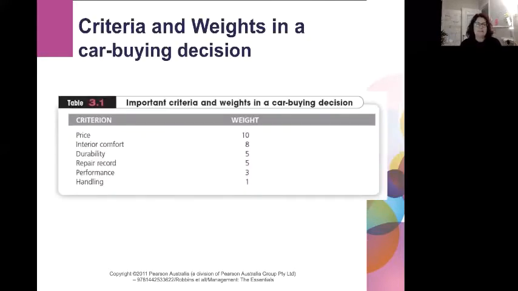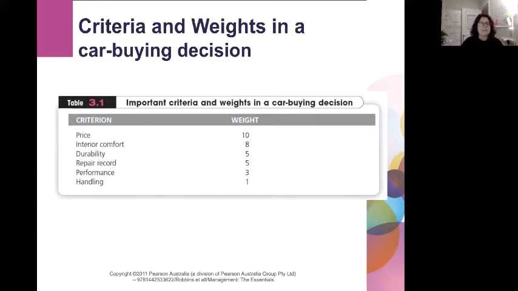So this is the example that they provide us in the book, and this is the step where we're going to start to identify what are the factors or features that are going to be important in this decision. So in the case of buying a new car, we might come up with a list of features of a car, or things that are going to be important in our decision.